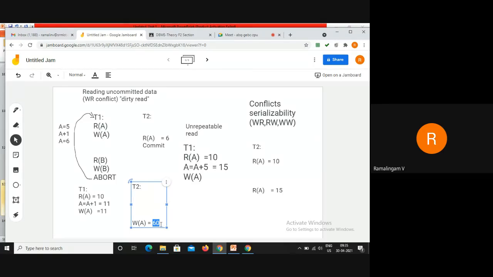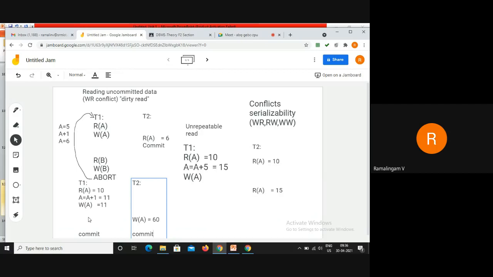So that is why a blind write occurs. That's why it is called write conflict: in T1 it is 11 and in T2 it is 60. After 11, we are doing a commit statement here, and a commit statement here also. But here the value is 60 and here the value is 11. T1 is 11 and T2 is 60. That is why it is called write conflict.